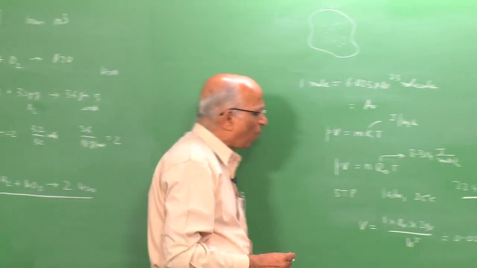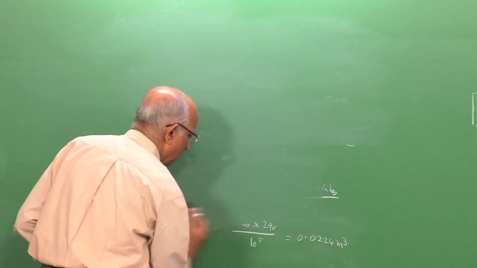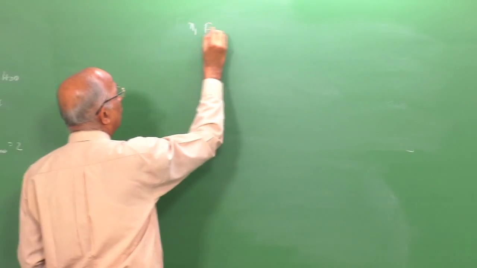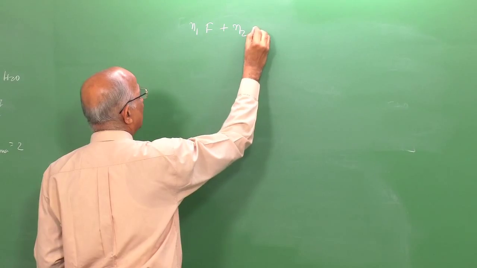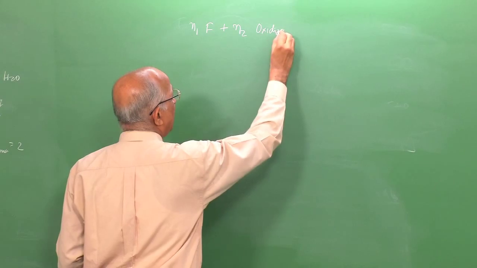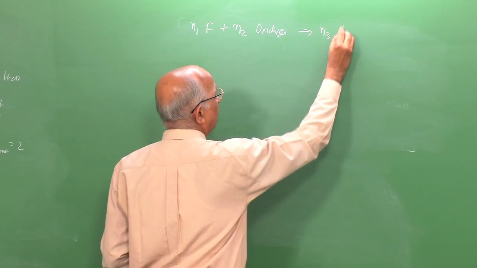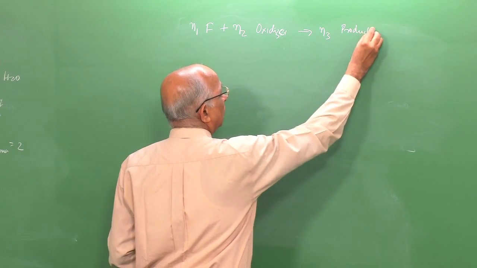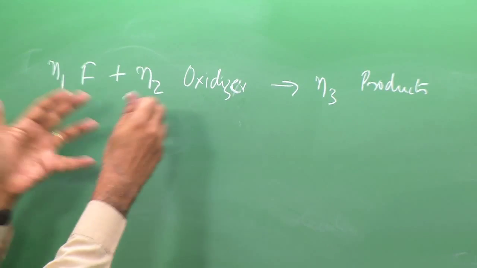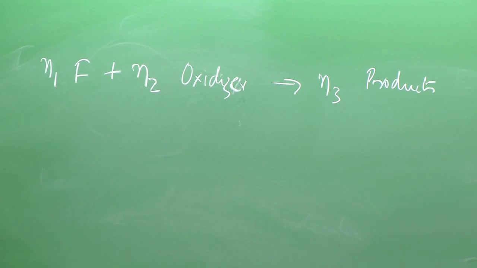Let us try to see why energy should be released in a reaction. Let us say I have N1 moles of a fuel with N2 moles of an oxidizer. I do not know what this oxidizer is, it could be oxygen, it could be chlorine, it could be any other oxidizer. Let us say it forms N3 moles of some products. I am interested in finding out what the energy release is. Since this has fuel and oxidizer, it becomes something like an explosive, and I want to find out how much energy is released in this particular reaction.